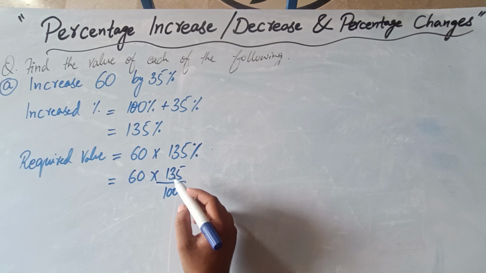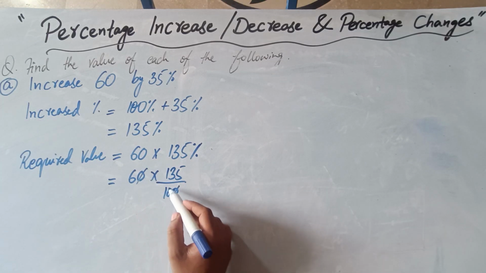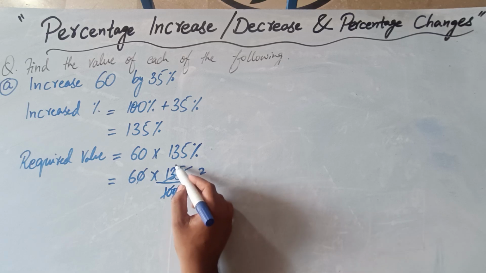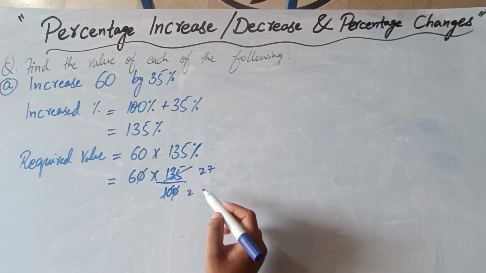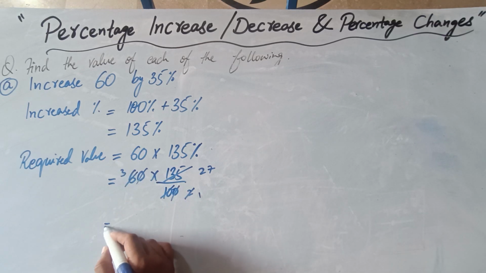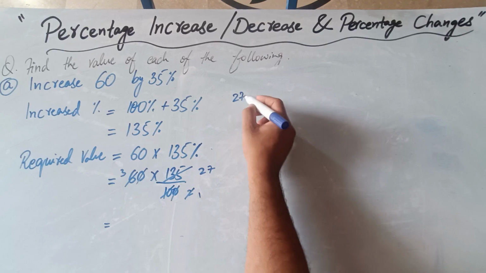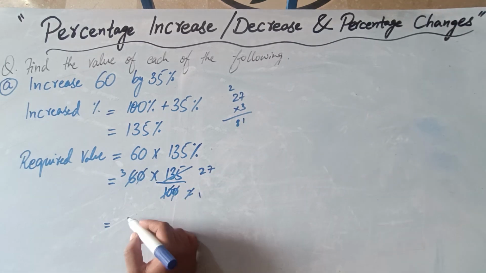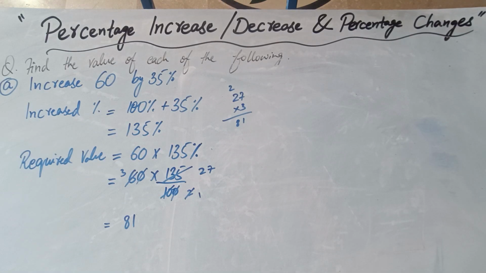Now let's simplify. 10 goes out with 10. 5 times 2 is 10, 3 will carry. 5 times 7 is 35. 2 ones are 2, 3 twos are 6. Now 27 multiplied by 3: 3 sevens are 21, 3 twos are 6, plus 2 gives 8, so 81. So the new value will be 81. When we increase 60 by 35%, the increased value will be 81.